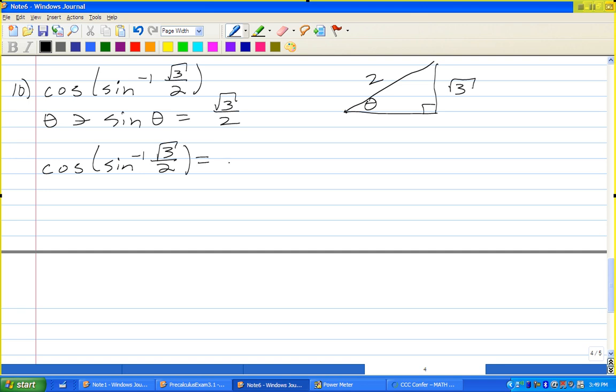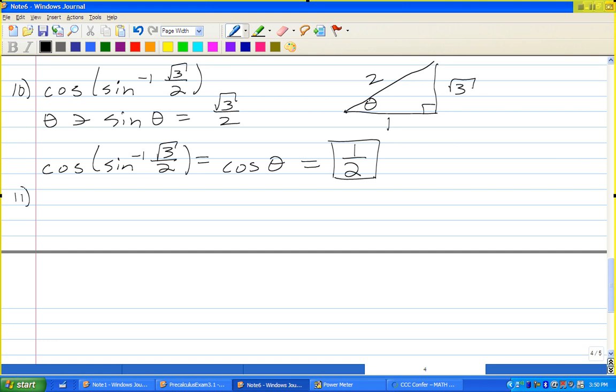So this is cosine of theta. Oops, and this is a 1 here. And so cosine is adjacent over hypotenuse. So 1/2.